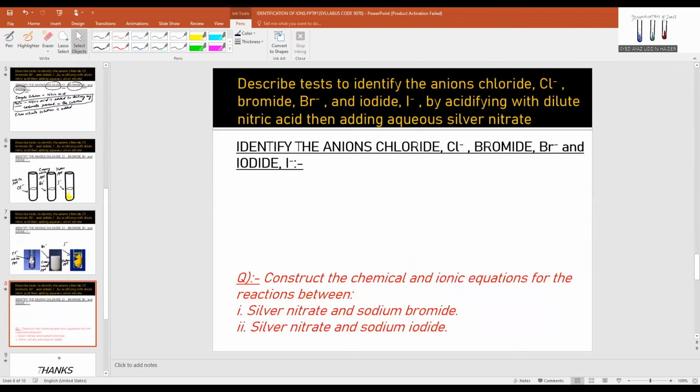Here's the work to do. Construct the chemical and ionic equations for the reactions between silver nitrate and sodium bromide, and silver nitrate and sodium iodide.